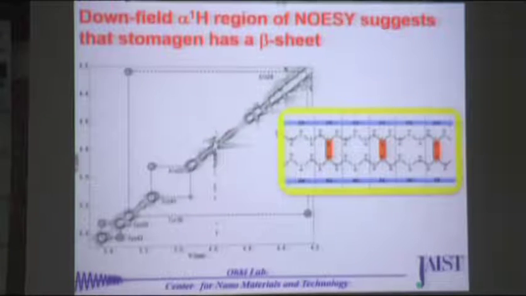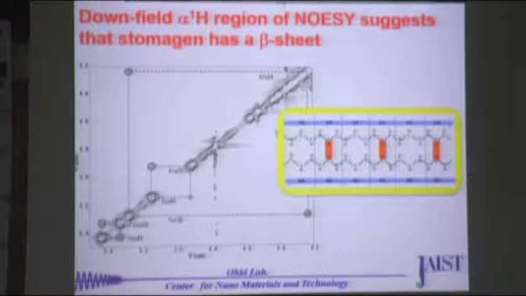And this is an important spectrum. NOESY gives you the distance information. The proton-proton pair is very close. This distance is within 5 angstrom. This is the downfield region of alpha proton, and here is a schematic view of the beta sheet. From 19 to 24 is one strand, and from 39 to 44 is another strand. These are forming the anti-parallel beta sheet.